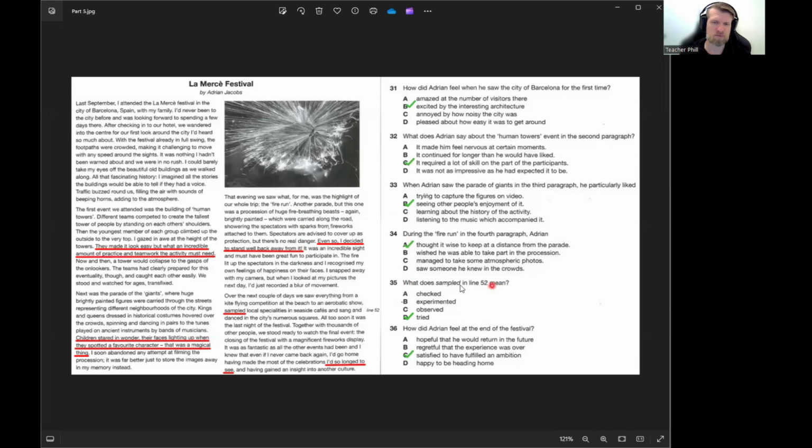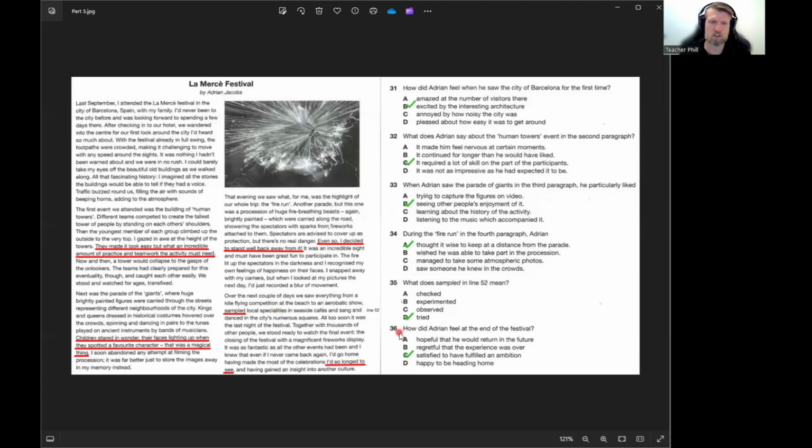Then in 35, this word I simply know when I read the sentence. So this is easy for me as a teacher, of course. I know that when you sample local specialties like food or wine or something like this, when you sample these things, it means you try them.